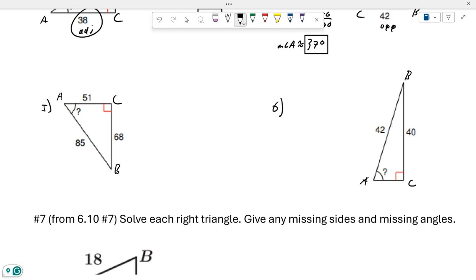So if I'm using tangent, sorry, I have to label my triangle. So 85 is the hypotenuse. It's across from the right angle. It's also the longest side. 68 is the leg that's opposite the question mark, and 51 is the leg adjacent to it. Again, I'm just using tangent because I feel like it. So tangent of A is, the definition for tangent in a right triangle is opposite, which is 68, and adjacent is 51.